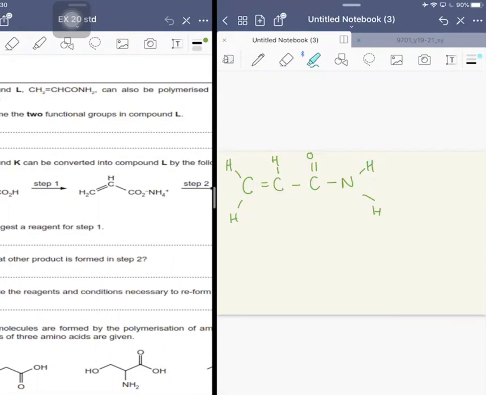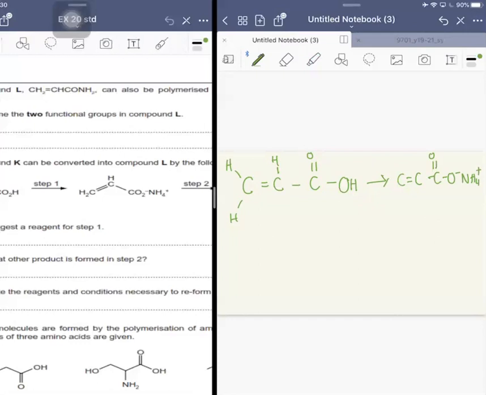Okay, compound K can be converted into L. So you have a CH2CH, COOH. So I'm just going to change this. We've got an OH to form a C double bond C, H, C, O minus, and NH4 plus. So you can see that changes have only occurred on this part of the molecule. You don't have to worry about the double bond actually. The double bond is just there as a distraction.